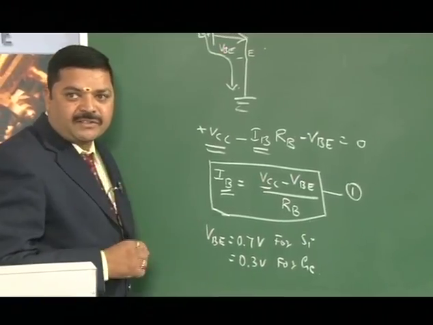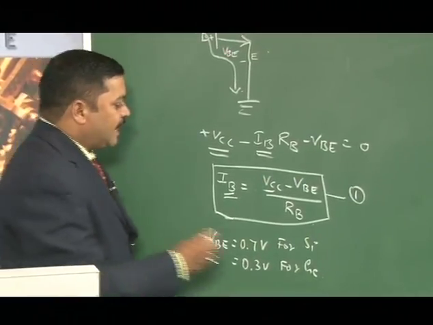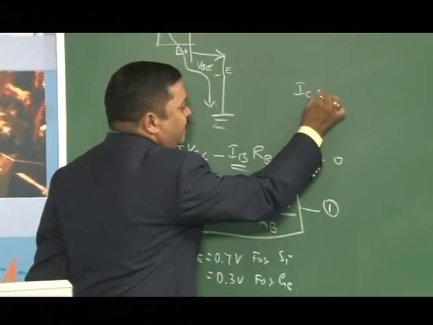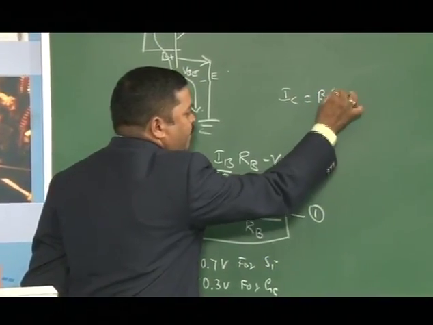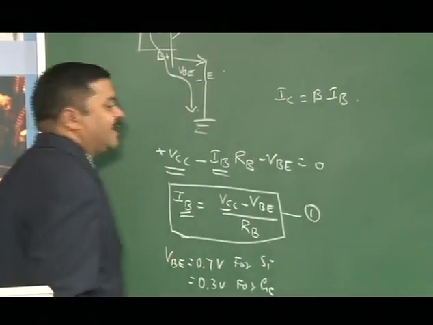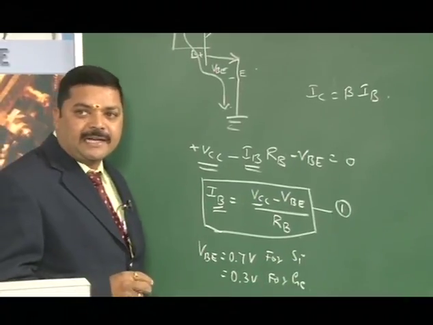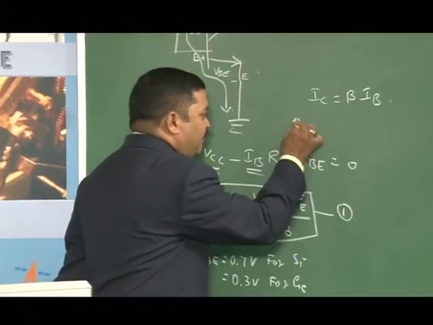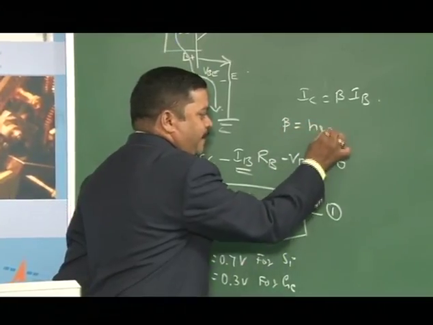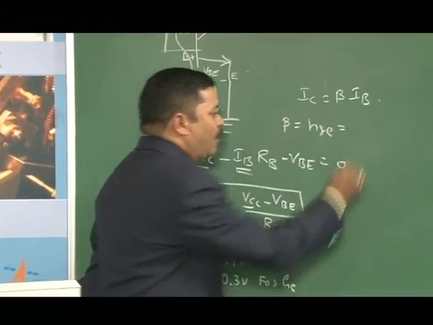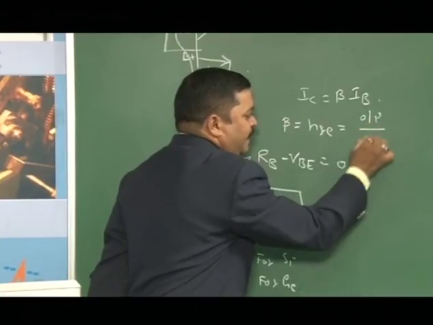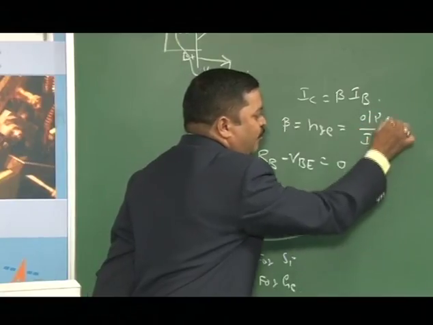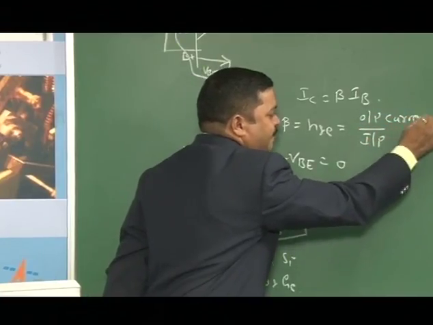When IB remains constant, IC is given by beta into IB. We know that in a CE configuration the current gain beta, which we also call HFE, is given by output current by input current.